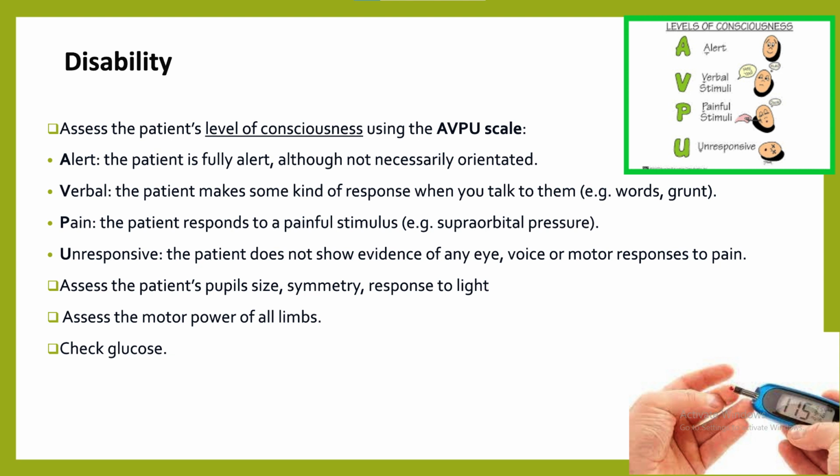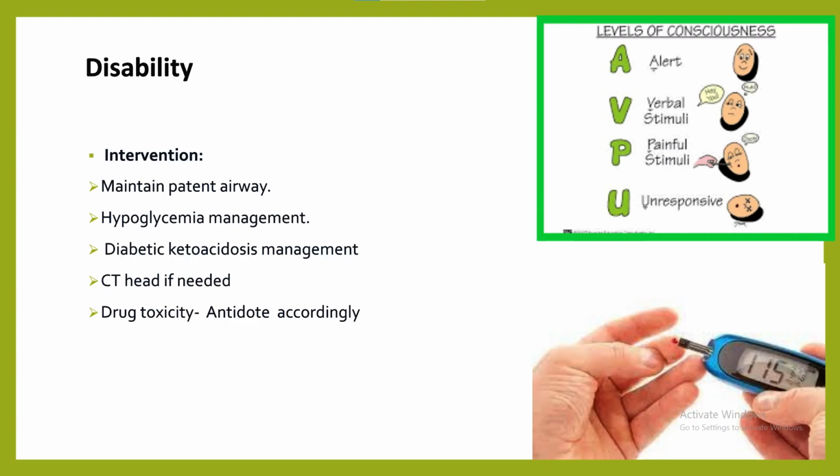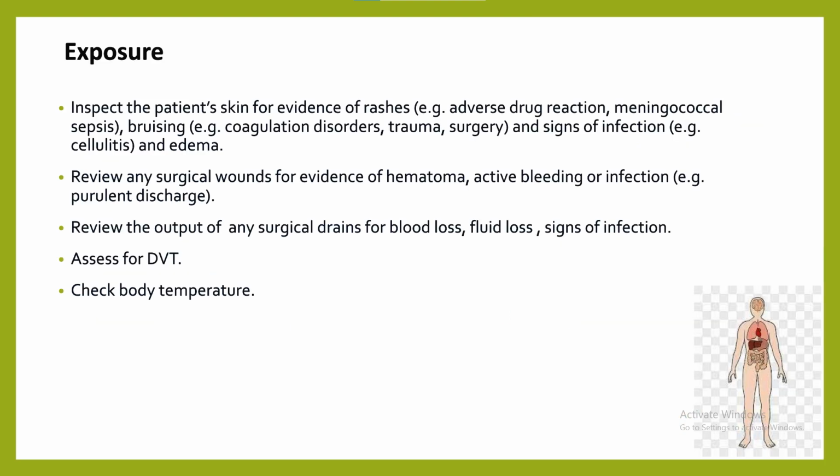Assess the patient's pupils: size, symmetry, and response to light. Assess the motor power of all limbs. Check glucose. Intervention. Maintain a patent airway, hypoglycemia management, diabetic ketoacidosis management, CT head if needed. Drug toxicity: give antidote accordingly.